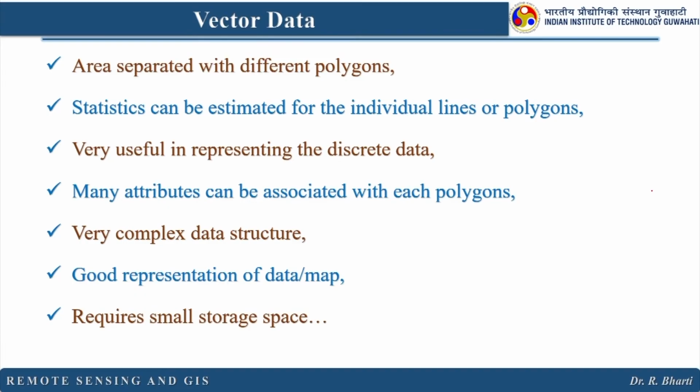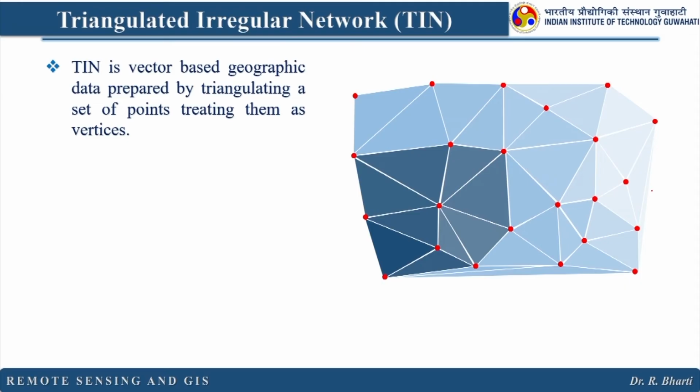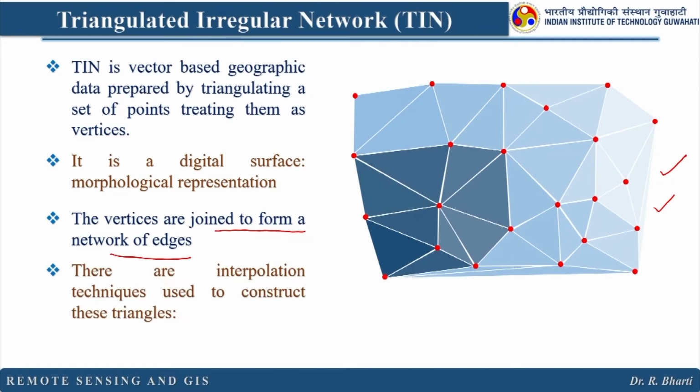So apart from this raster and vector data, you have another type of data which is known as TIN, Triangulated Irregular Network. So TIN is a vector based geographic data prepared by triangulating a set of points, treating them as vertices. Now here you can see it is a digital surface where morphological representation is done. The vertices are joined to form a network of edges. You can just see this figure. There are interpolation techniques used to construct these triangles.